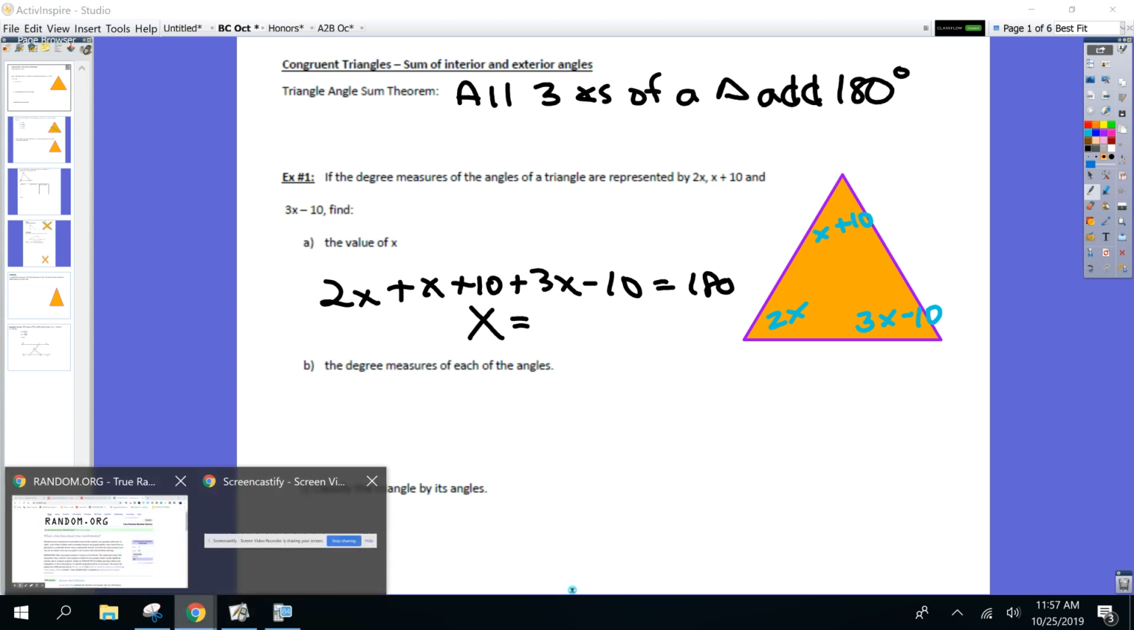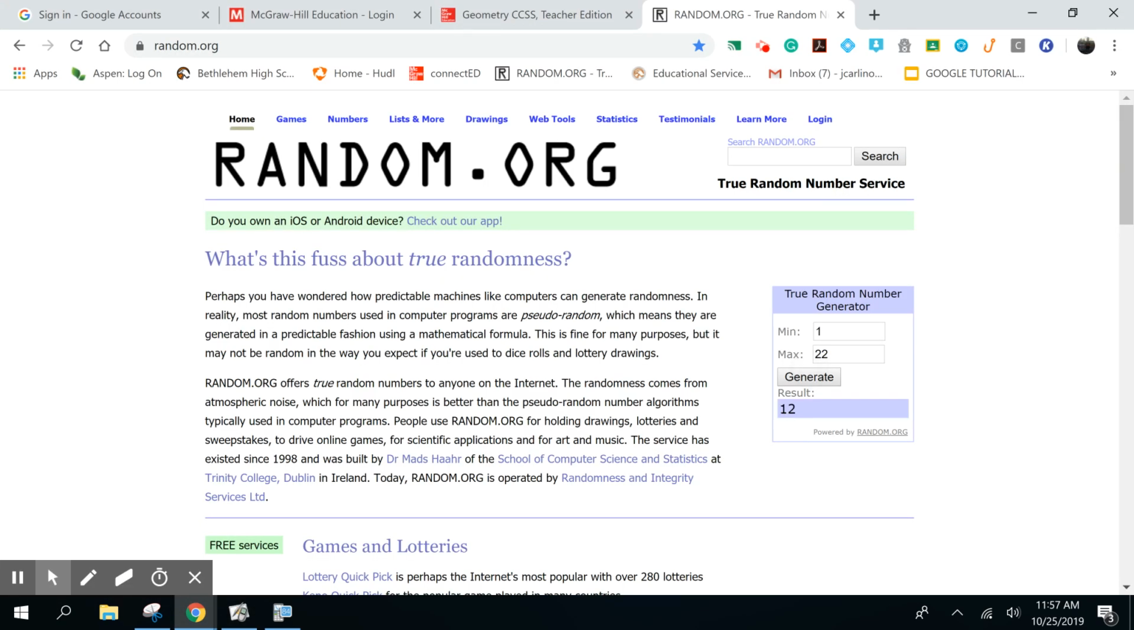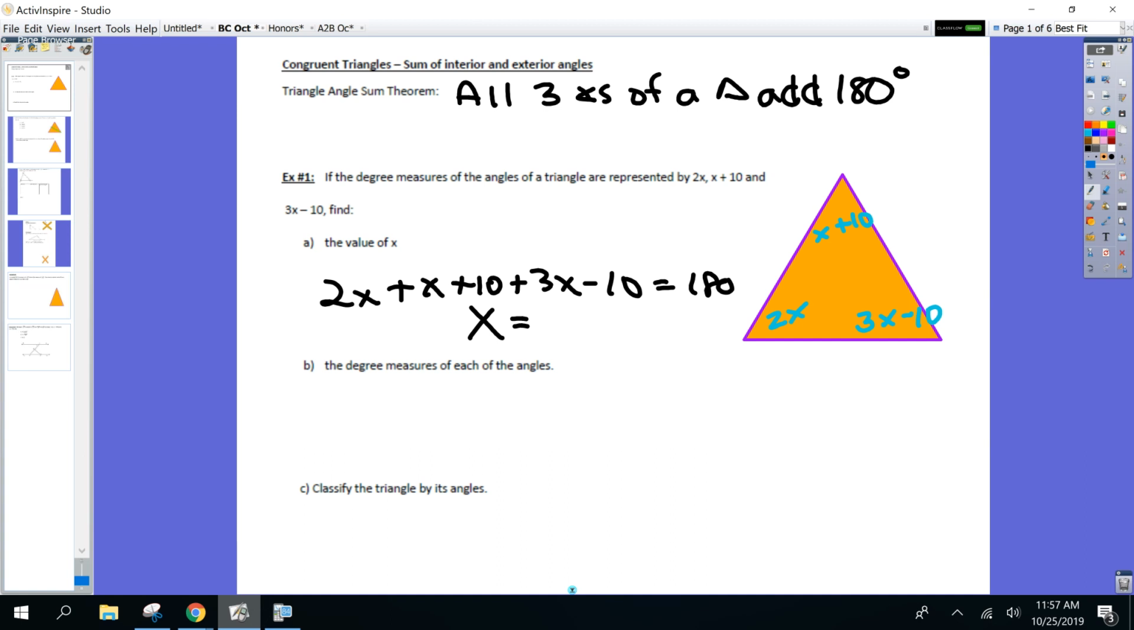And what do we end up with for your value of x? 30? Everyone all right with 30? All right, take it now, plug it back in, and find me all three angle measurements. Then look at your angles and say, what type of triangle is this by its angles?